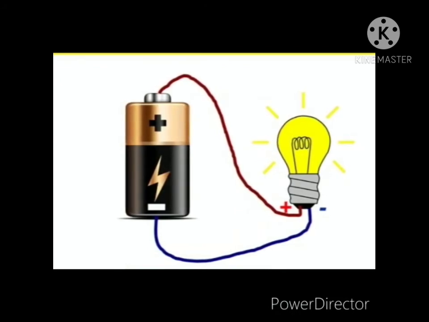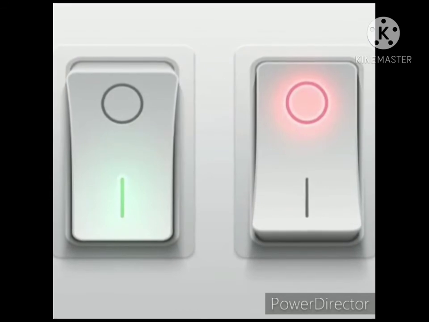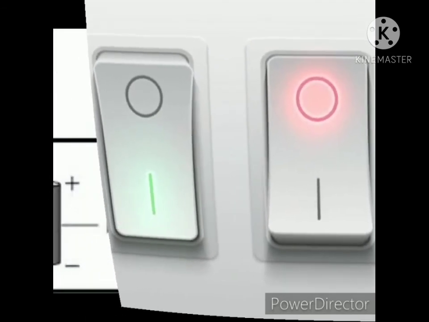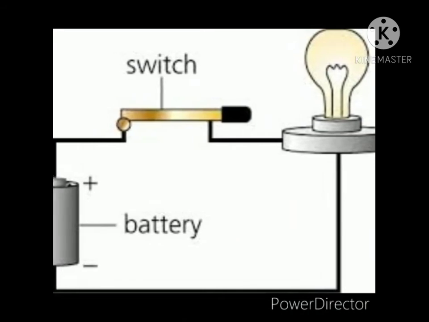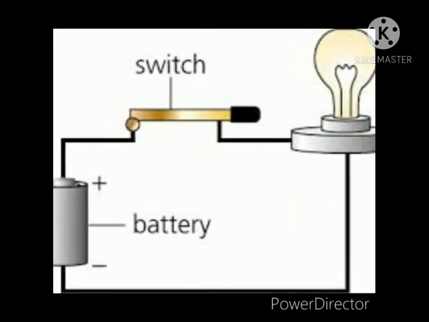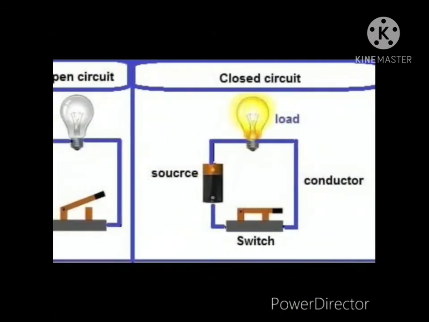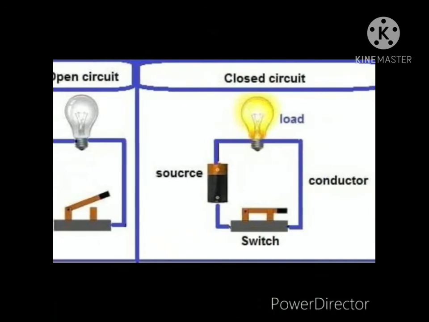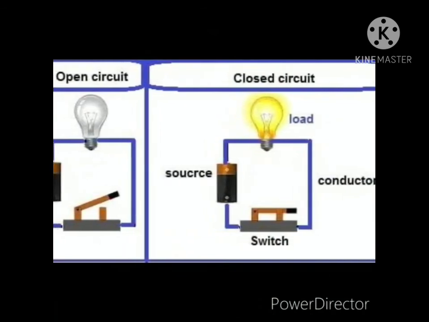And next is about an electric switch. What is a switch and what is an open switch and a closed switch? An electric switch is a device that is used to open or close an electric circuit. When the switch is on, electric current is allowed to flow through the circuit and the components of the circuit, and it is said to be a closed switch.